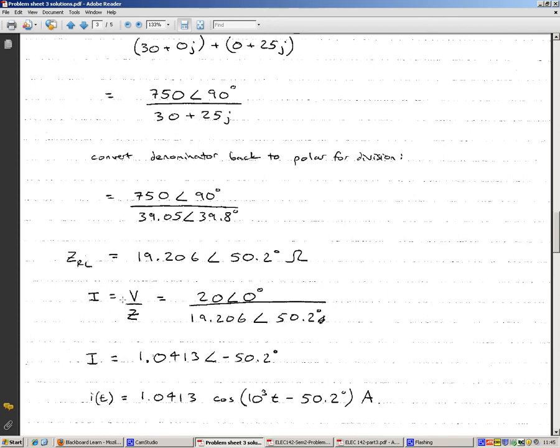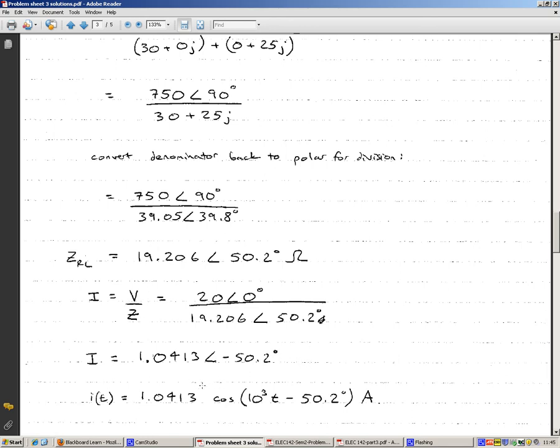Here we know that I is equal to V over Z. Just put your values in. This is the phasor form of V, which we had at the start of the question, and this is our polar form of our complex impedance ZRL, which we've just calculated. We're just going to perform the phasor division, so it's 20 divided by 19.2, which gives us 1.04, at an angle of 0 minus 50.2, which gives us minus 50.2 degrees. This is in amps, so you should hopefully have that unit there already.